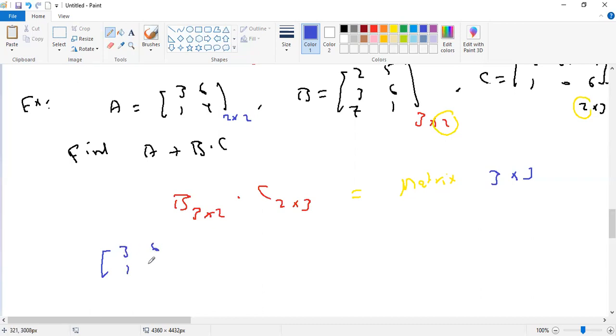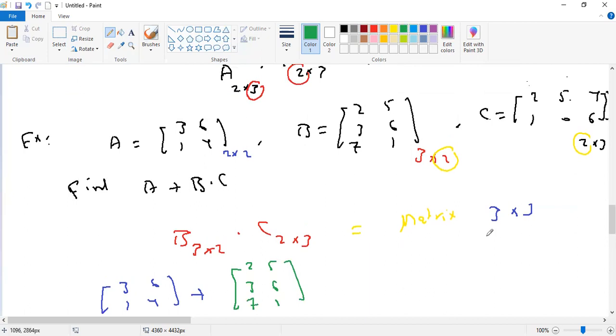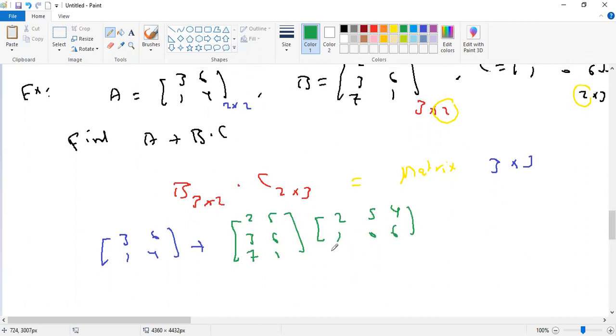And I have this one now, 3, 6, 1, 4. A plus B, look here. B is 2, 5, 3, 6, and 7, 1, multiplied by C. C is the first row 2, 5, 4, and the second one 0, 6. So first, the multiplication can be done, yes, it is defined.